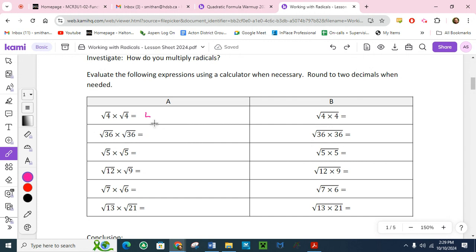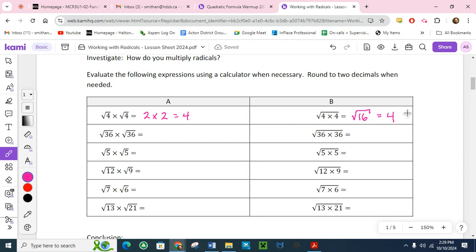Some of you guys might have even just used mental math for that one. The root of 4 is 2, and it gives you 4. But you can just punch it in as you see it. In the second column, we just have one square root where we have the multiplication underneath. 4 times 4 is 16, and the root of 16, also 4. Ooh, spooky, Halloween. Weird coincidence, or maybe not, right?